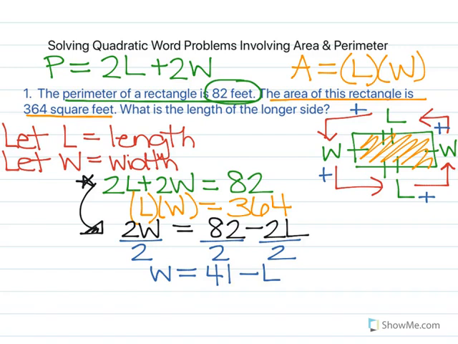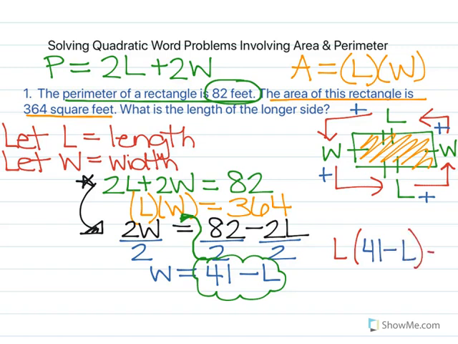Now I can merge the two together using the substitution property, where I take this 41 minus L and substitute it in for W in the equation I haven't used yet. So I will end up with L times 41 minus L equals 364.